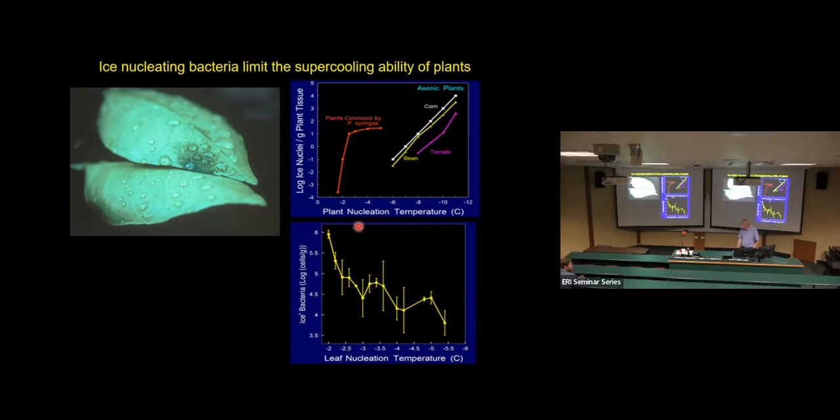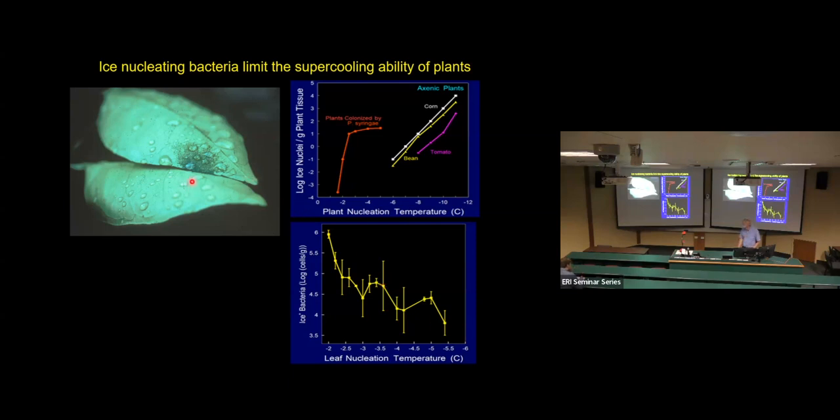So if we have high numbers of bacteria, like 1 million cells per gram of tissue, the plants will supercool no more than to around -2 degrees. But as we decrease the population size of bacteria, the temperature to which the plants can supercool before they're likely to freeze approaches around -6, where they're going to freeze no matter what. So ice formation in plants is largely driven by the presence of these bacteria.